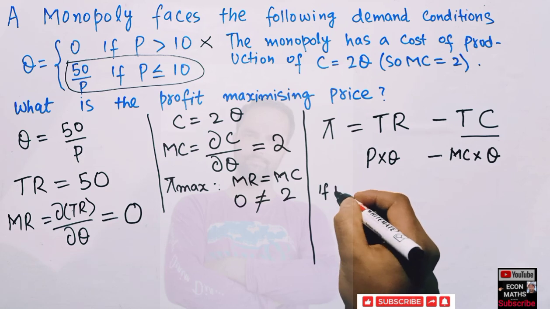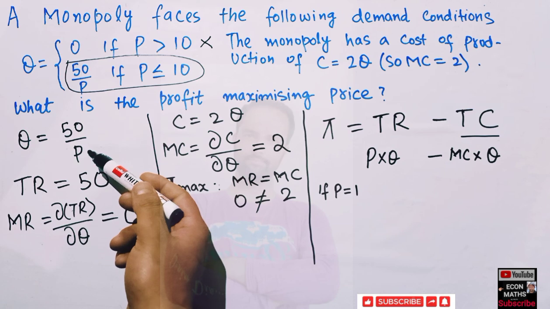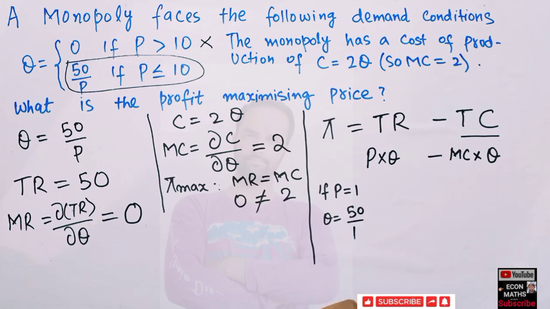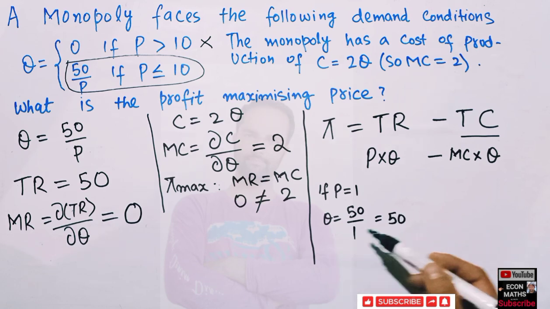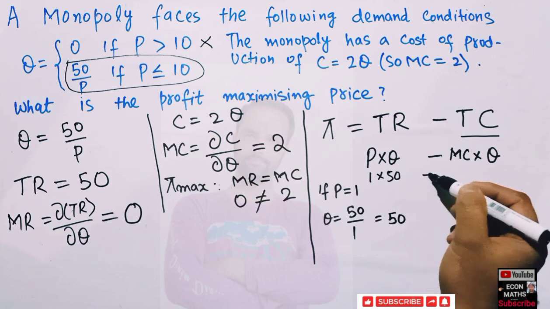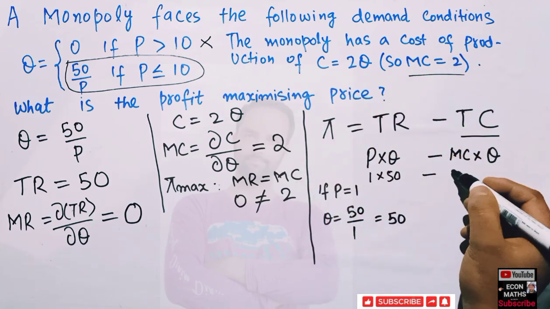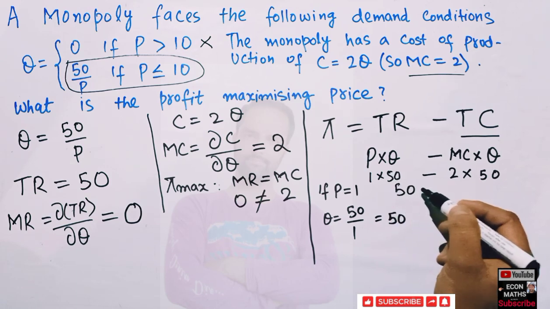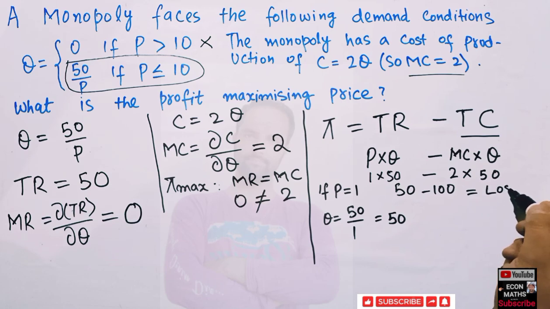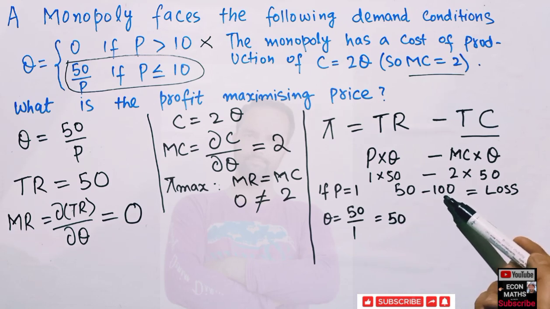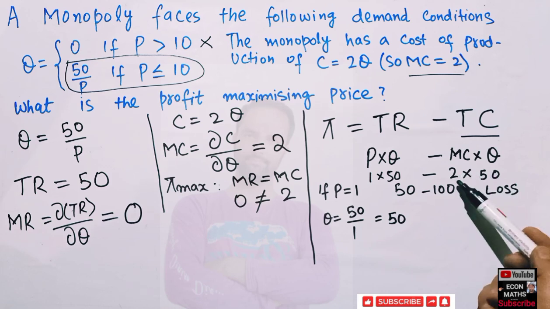Let us say P is equal to 1. If price is equal to 1, then what is the quantity produced? Quantity produced will be equal to 50 upon 1, that means Q is equal to 50. If Q is equal to 50, then what is total revenue? Total revenue is price into quantity. Price is 1, quantity is 50, so 1 into 50, minus total cost, where marginal cost is 2, so 2 into Q, which is 50. So we get 50 minus 100. Obviously we are getting a loss here. If price is equal to 1, quantity produced is equal to 50, total revenue will be 50 and total cost will be 2 into 50, so we will get a loss here.